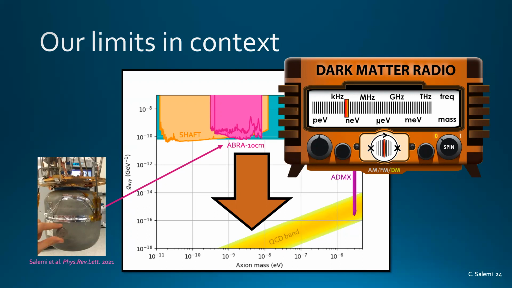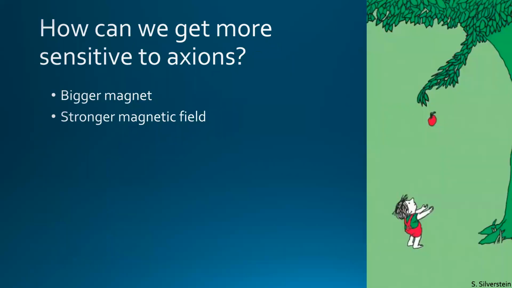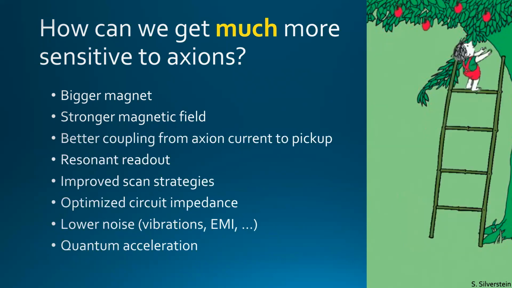So how is DMRadio actually going to achieve several orders of magnitude improvement in sensitivity? There are a few different ways. And the sort of low-hanging fruit to improve the experiment is just to build a bigger magnet with a stronger magnetic field. Unfortunately, this is also the most expensive thing you can do to improve your experiment. And so we're really going to bring out the whole arsenal of ideas to improve this. So there's lots of things we're doing. I've just put a few on this slide.